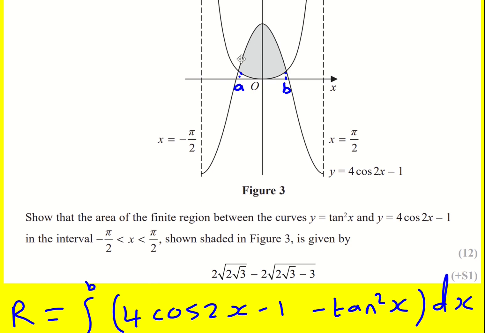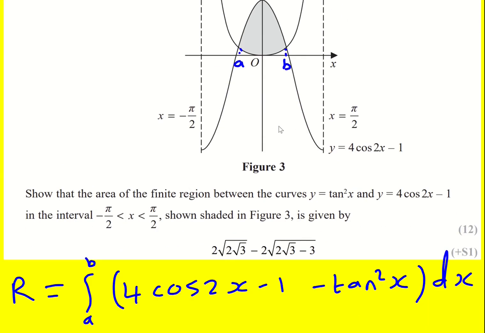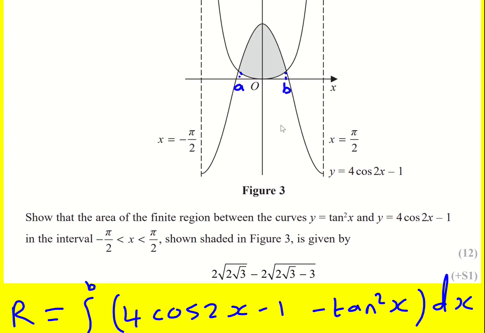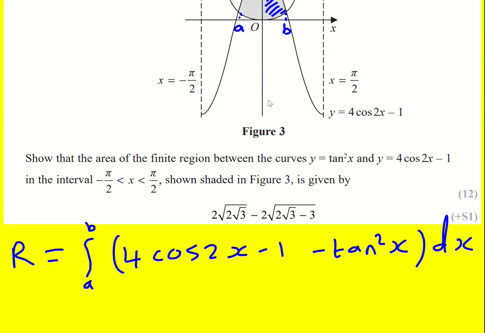Integrate underneath this curve between A and B, which will give the whole area, and then subtract the small area from tan squared. Now actually, there's an even better way we can do it, because this is symmetrical. Tan squared is symmetrical, and 4 cos 2x minus 1 is symmetrical. So what I'm going to do is just work out this blue area, and then double it. So in fact, I can change this A to a 0, and then just double the integral.